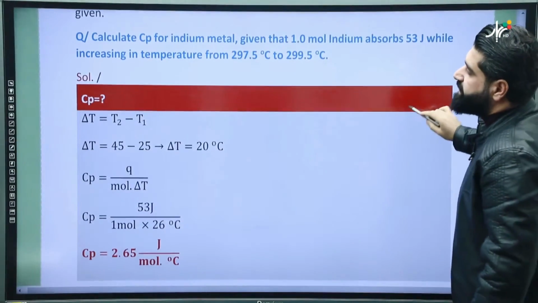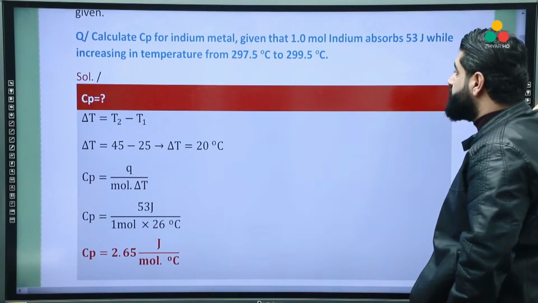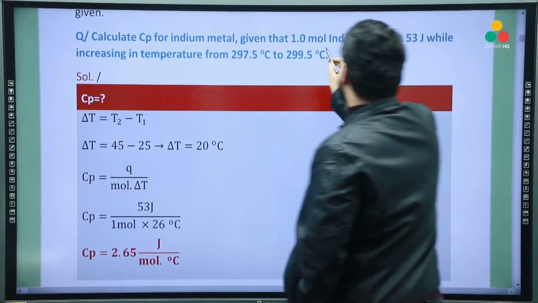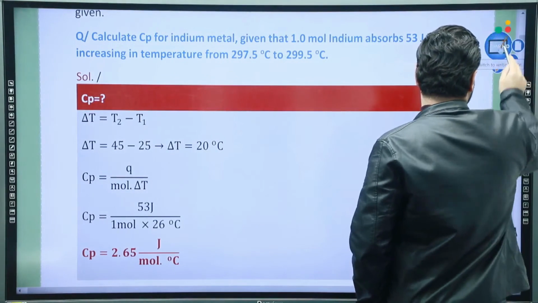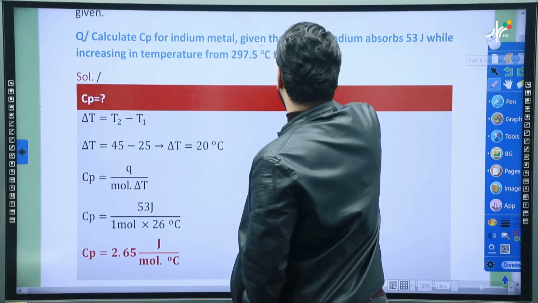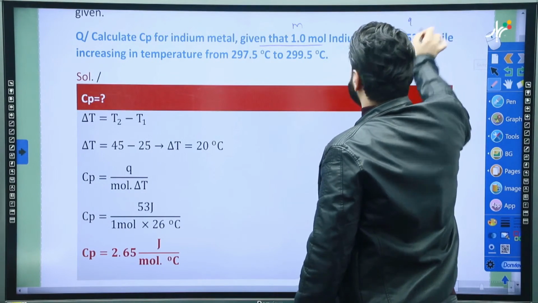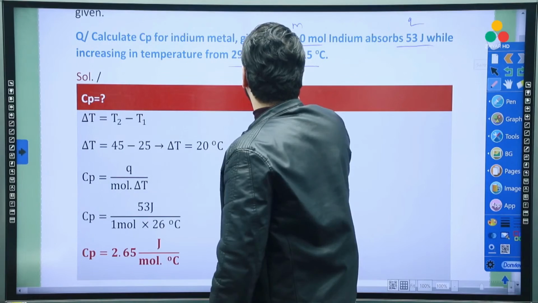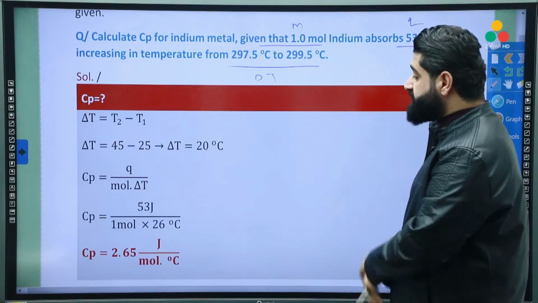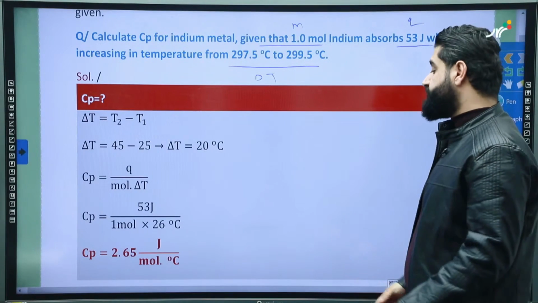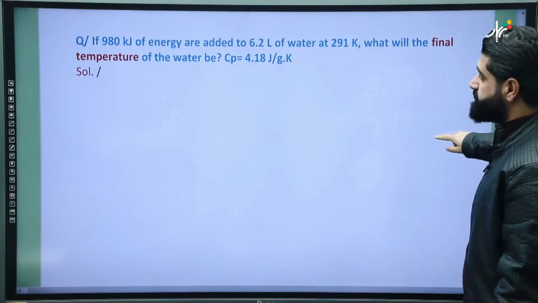Just like this. Calculate Cp for indium metal, In, as a chemical symbol. Given that 1 mole, so it's M. Okay, where did it go? Please, get back. Okay, look, it's M. And it absorbs 53 joules. It's Q. And these are delta T. It's okay. Just introduce the given information into the Cp equation formula. You can get the value of Cp simply. Cp, piece of cake, simply.